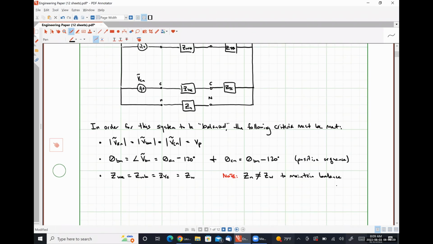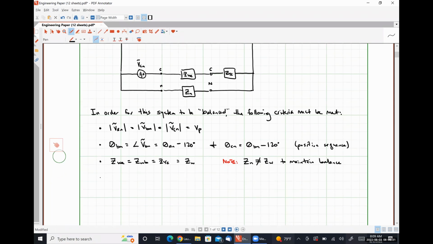And then in order for us to have a balanced three-phase load, our impedances ZYA, ZYB, and ZYC must be identical to each other. And we can call them just ZY for simplicity's sake. Okay? So these are the four criteria that absolutely must be met in order for our system to be considered balanced. And all four of them have to be met concurrently, okay?